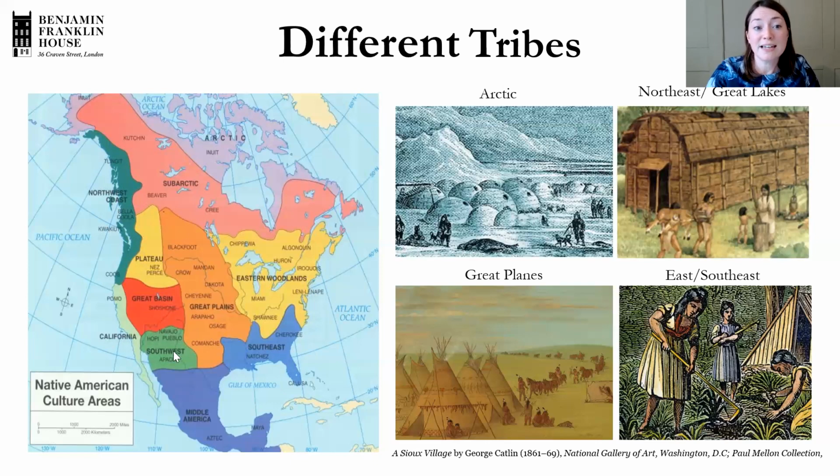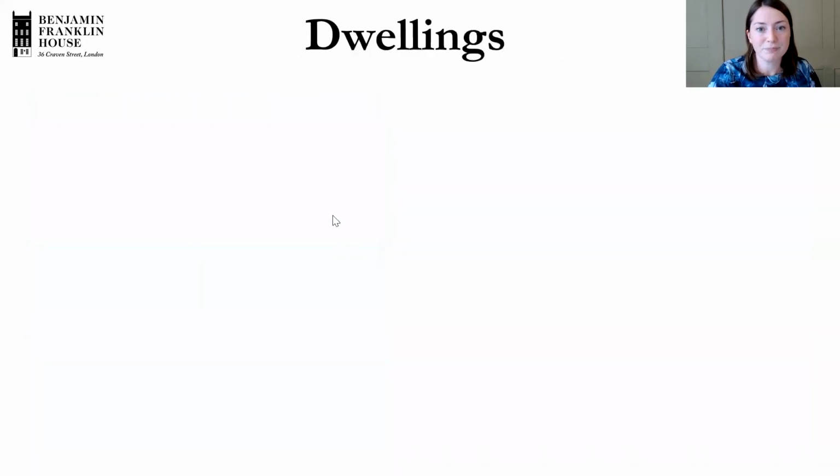So hopefully you can see from that map and some of these images that the Native American way of life was very much in tune with the surroundings and the natural world around them. And we'll see that theme develop as we go through some different aspects of their customs and ways of life as well. So let's think a bit more about these different types of dwelling.